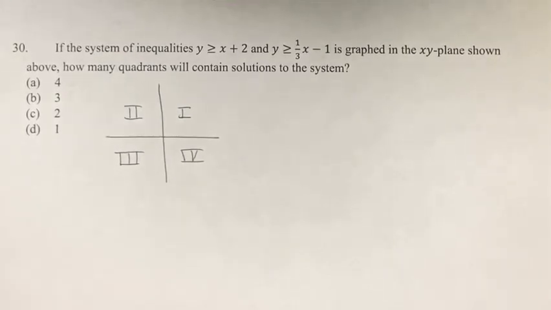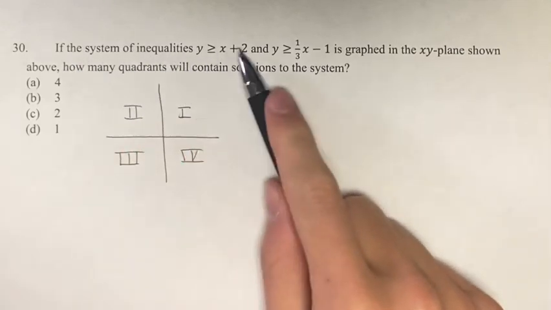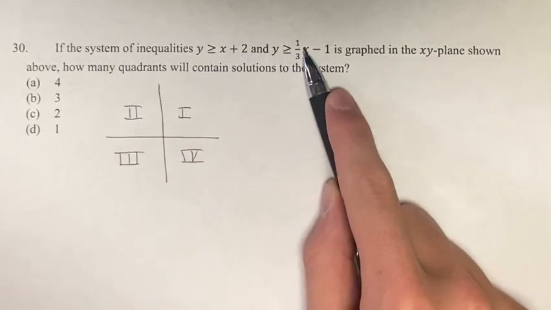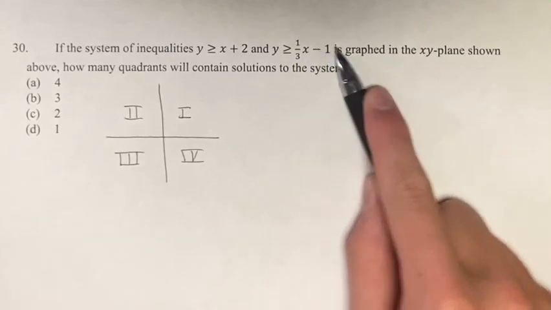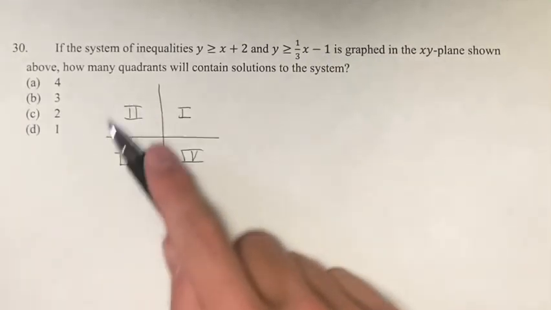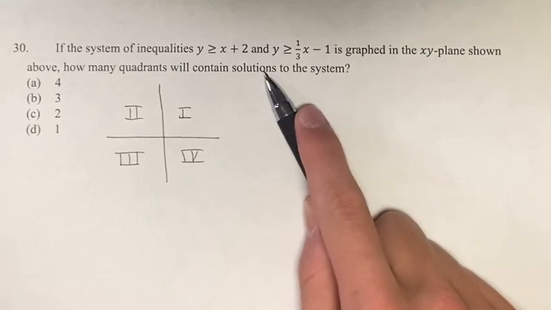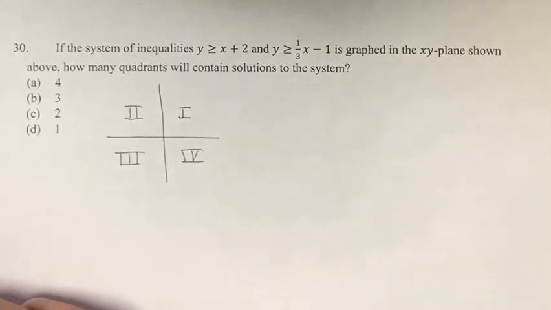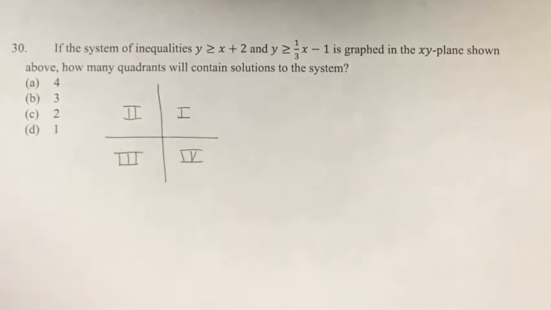In this problem, we're asked if the system of inequalities y is greater than or equal to x plus 2 and y is greater than or equal to 1/3 x minus 1 is graphed in the xy plane shown above, how many quadrants will contain solutions to the system? So this is just the standard 4 quadrants, and we're asked how many of these contain solutions to the system.